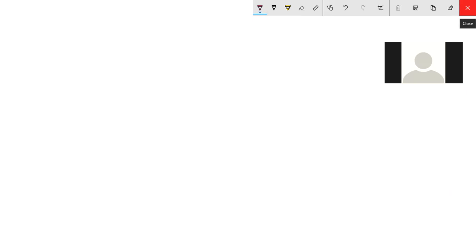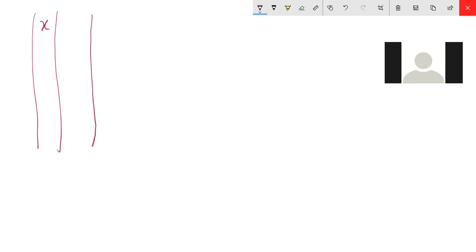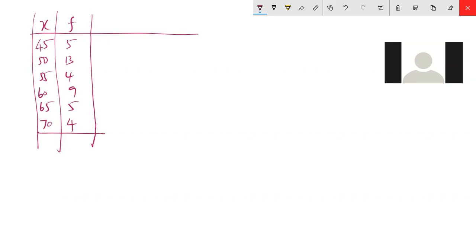Rainfall recorded in 5 districts in a week is given below. Number of places, what is f? Rainfall is 45 in 5 places, then 50 in 13 places, then 55 in 4 places, 60 in 9 places, 65 again in 5 places, and 70 in 4 places. Now what they are asking is to find the standard deviation.